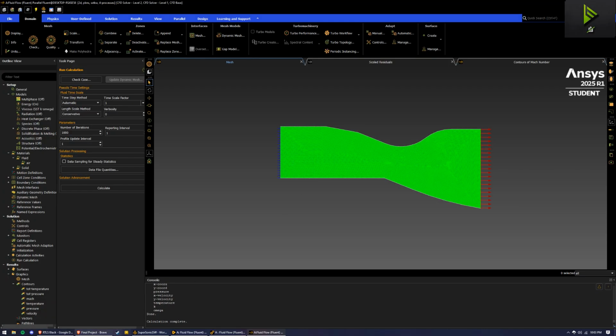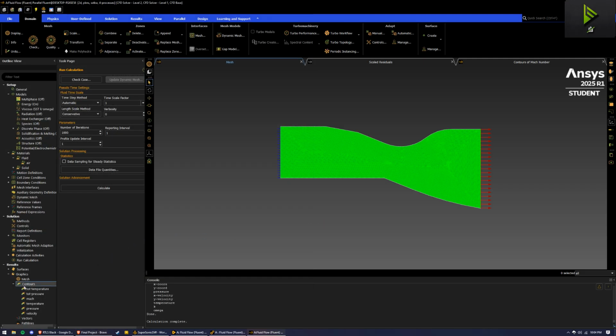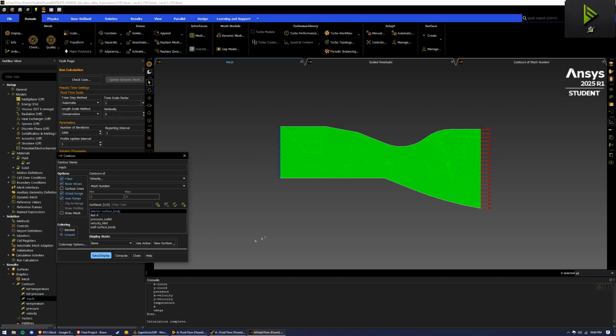While I wait for this to calculate, usually this takes roughly between 100 to 200 iterations to really get put together. We should see convergence and the results that we're looking for. As per the project requirements, I'm going to be showing you the Mach contours, the velocity contours, the pressure contours, the temperature, and the stagnation pressure and temperature. And then we can show some of the variations along the plot line. So first, let's get started with the Mach contour.